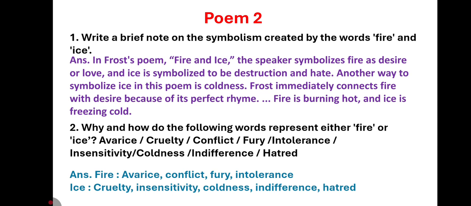Next, poem 2. Write a brief note on the symbolism created by the words fire and ice. In the poem Fire and Ice, the speaker symbolizes fire as desire or love. Ice is symbolized as destruction and hate. Another way the speaker symbolizes ice in the poem is as coldness. He immediately connected fire with desire because fire is burning hot and ice is freezing cold.